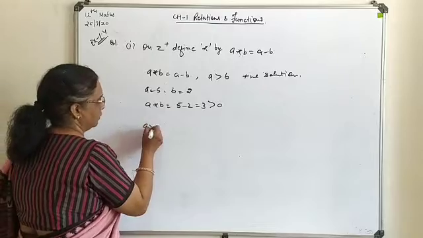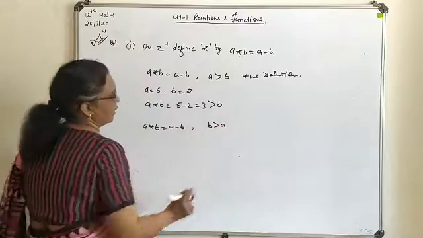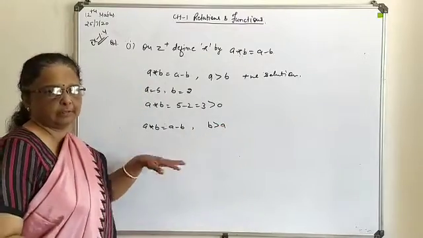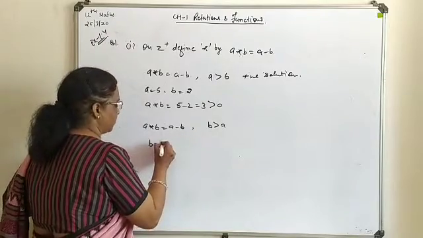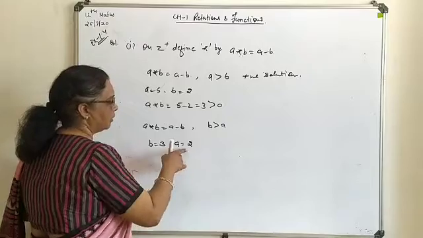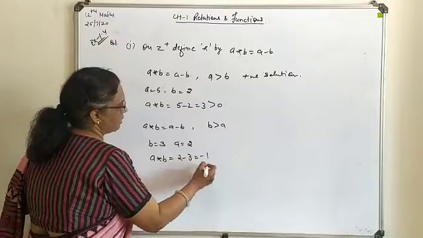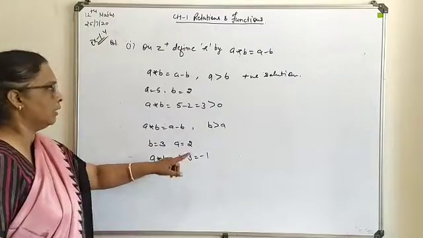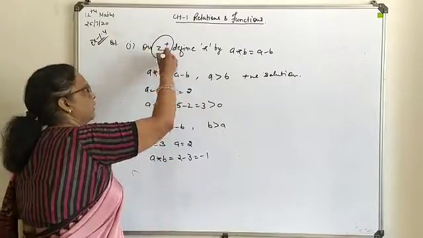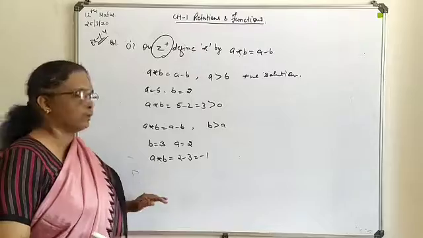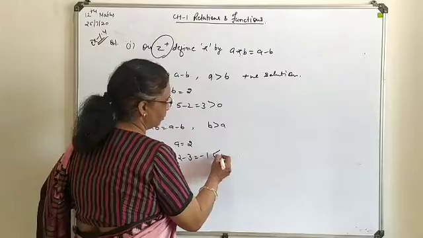But if you look at the second combination, because this is also possible, suppose b is greater than a, we take b as 3 and a as 2. Then a operate on b means 2 minus 3, and you will get the answer minus 1, which gives you a negative solution. But as your function is defined on z plus, this combination we can't take as a binary operation. So here this will give you a negative solution.